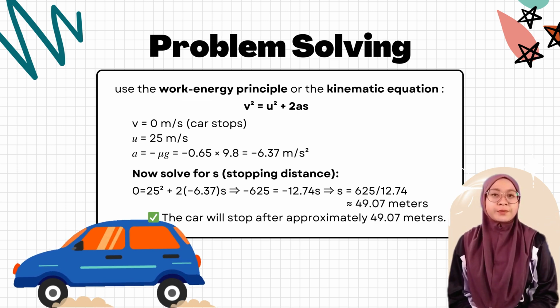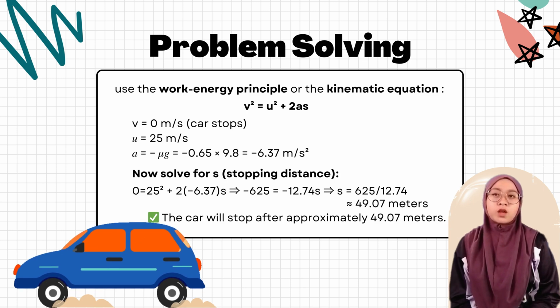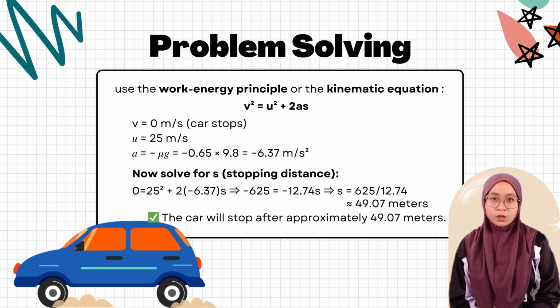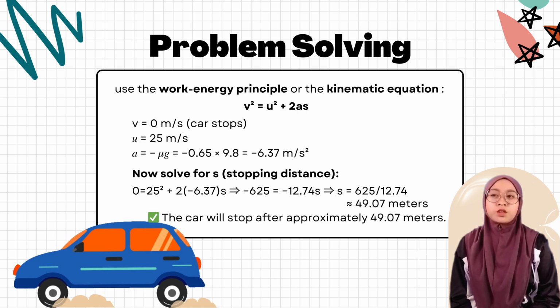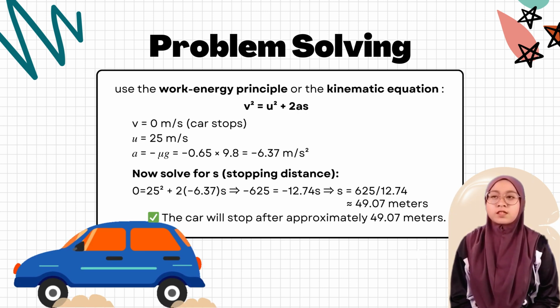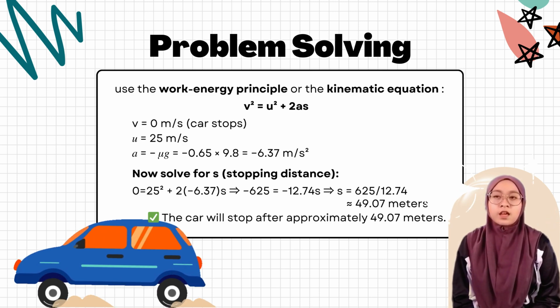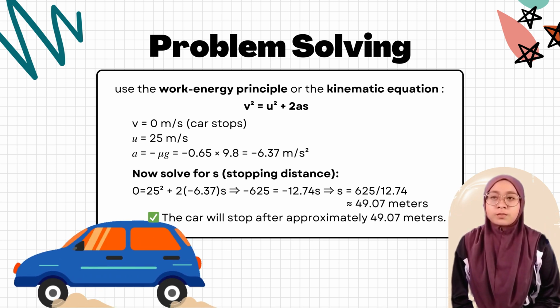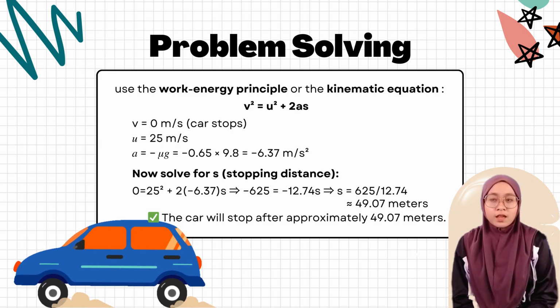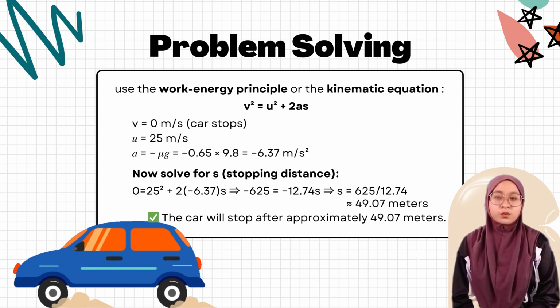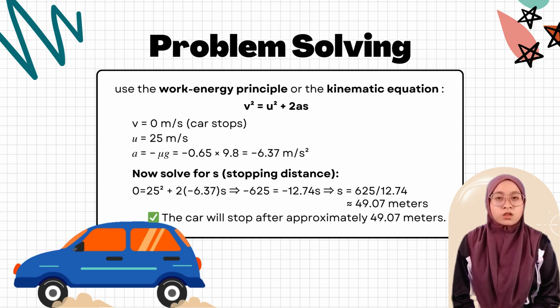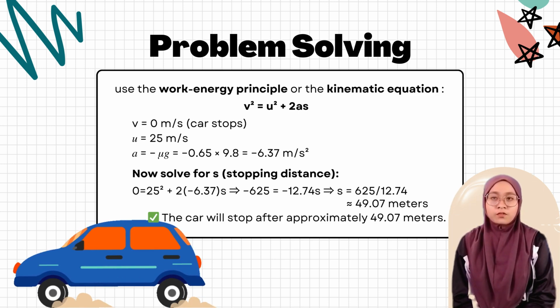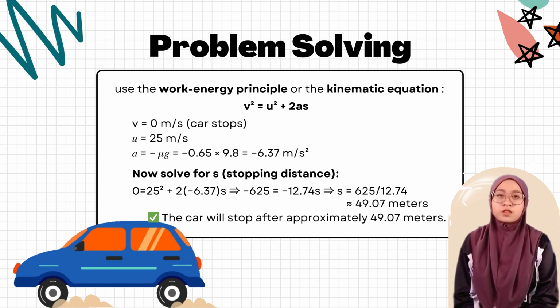Now let's solve for displacement s. After we get all the values, we need to substitute the values into the kinematic equation. Then it will be 0 equal to 25 squared plus 2 times negative 6.37 s. Then it will be negative 625 equal to negative 12.74 s. And to find the value of s, it will be 625 divided by 12.74, and we get the value of s, which is 49.07 meters. So the final answer is the car will stop after approximately 49.07 meters.